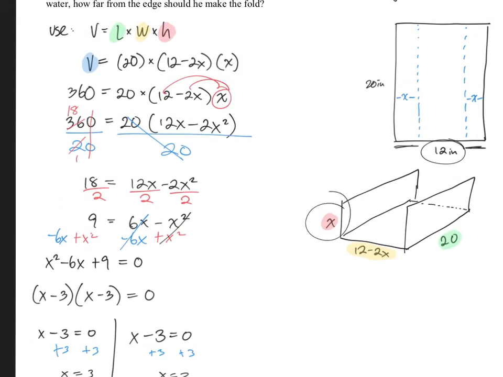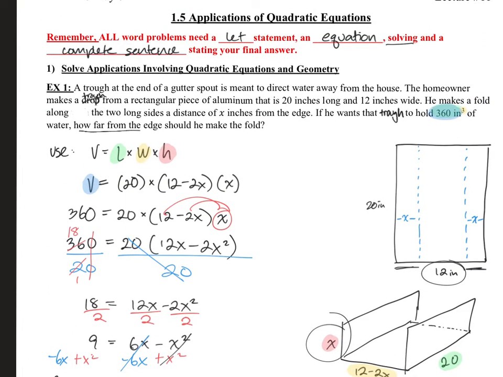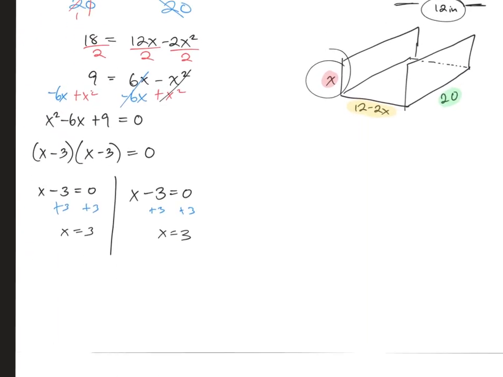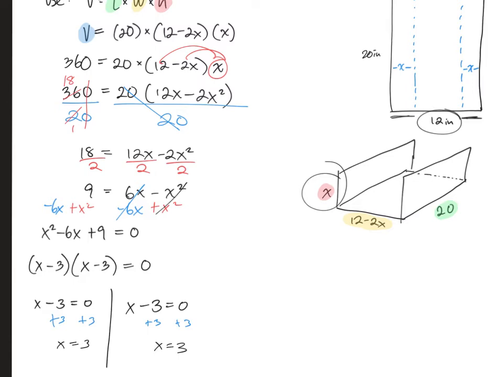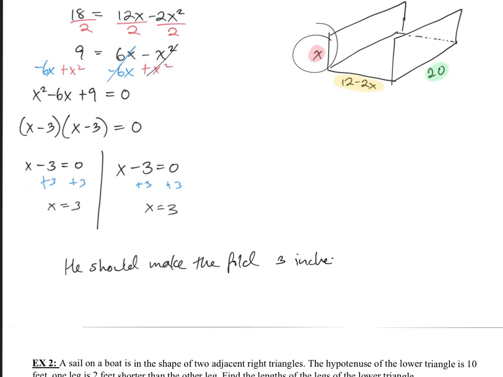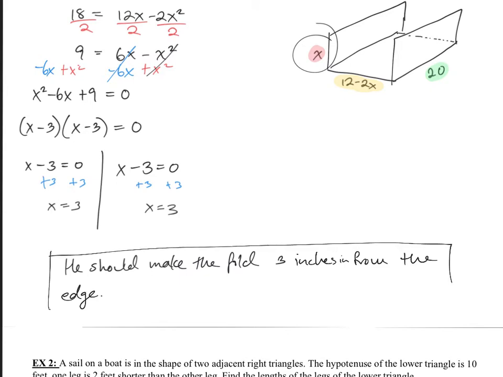What was x? x was the amount that he's creating for the line. That's how far in he's going to go to create his fold. So, how far from the edge should he make the fold? Our answer is he should make the fold 3 inches. Gotta remember your unit. 3 inches from the edge. 3 inches in from the edge. Period. And there we go. That's an ugly rectangle.